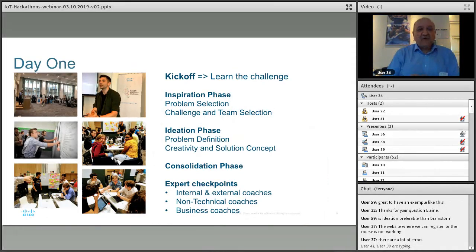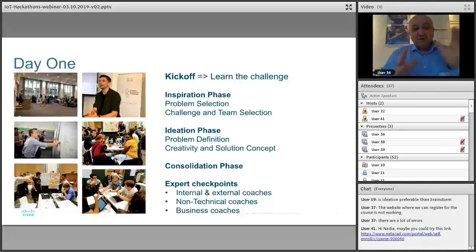Here, a quick overview of day one, a very important kickoff, like the person you see here on the right, explaining and motivating students to get going. And you see teams starting to work using post-its to make notes, etc., put them on a wall or on something so that they have a clear idea. So it's about inspiration, ideation, consolidation. In this case, it means that's the problem we want to solve. And now let's think about how we will do that.